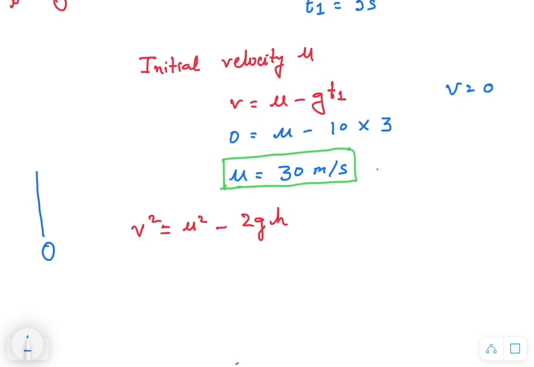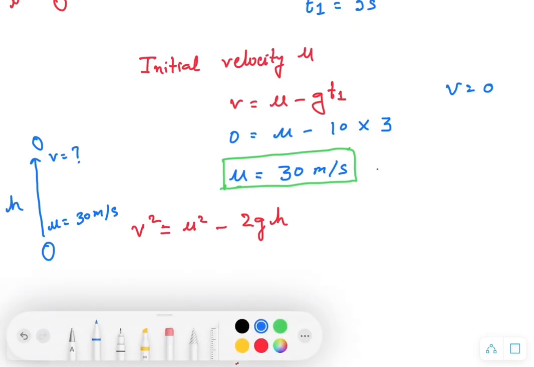Ball was thrown vertically upwards. It reached a certain height. At this point, the velocity was 0. We have already found the initial velocity. u is 30 meters per second. We need to find h.